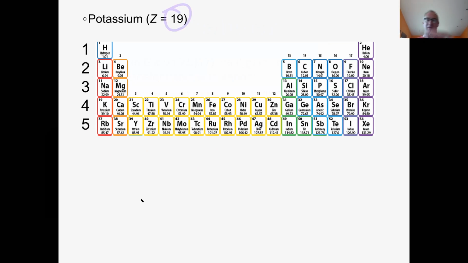It's got 19. Where is it on the periodic table? What group and what period is it going to be in? 4s. Yeah, it's right here. Exactly. So what is the noble gas that is slightly smaller than potassium?